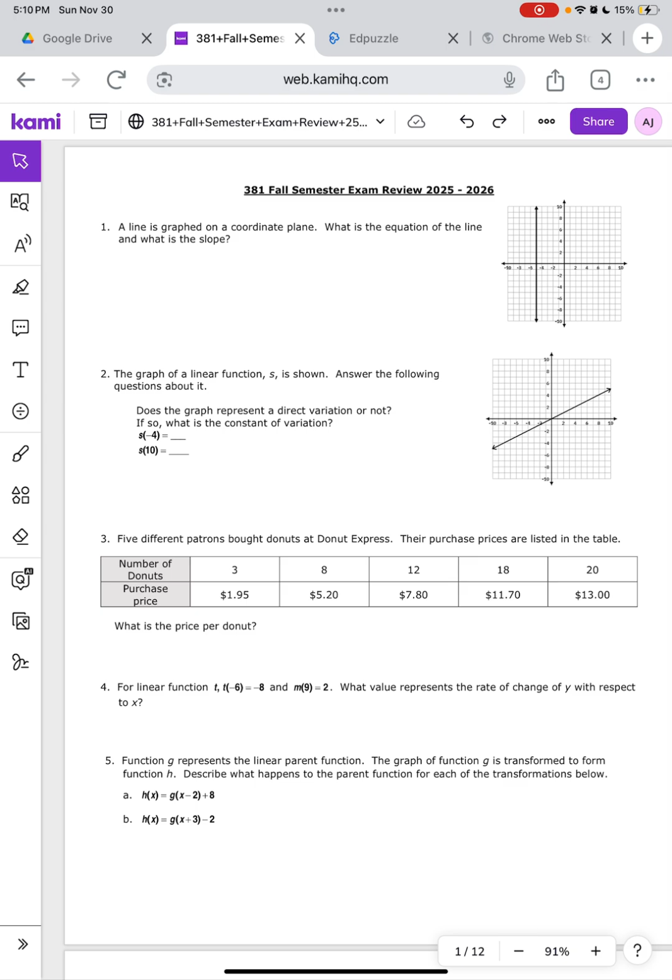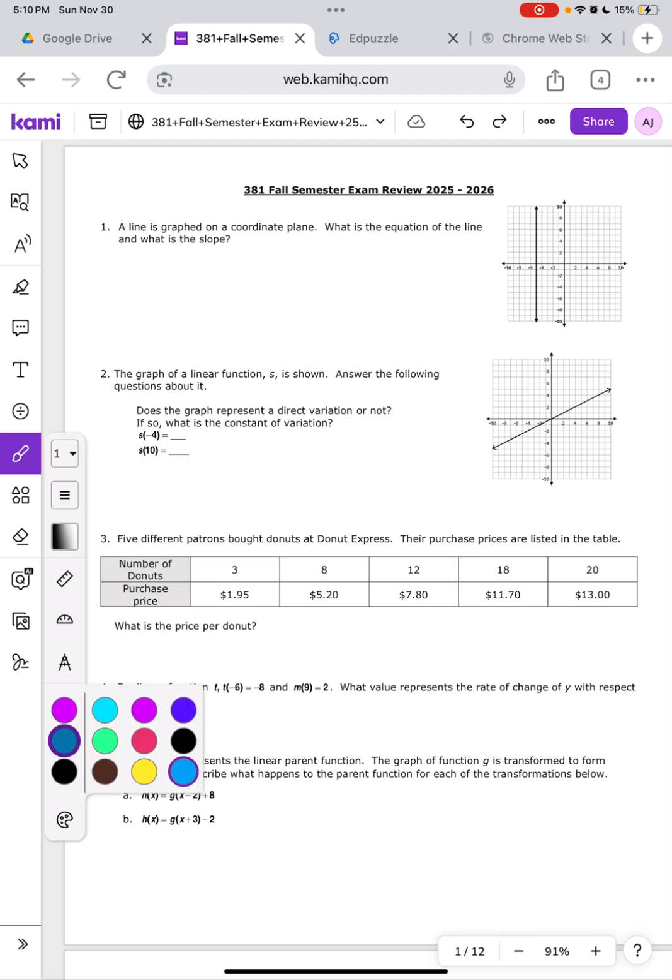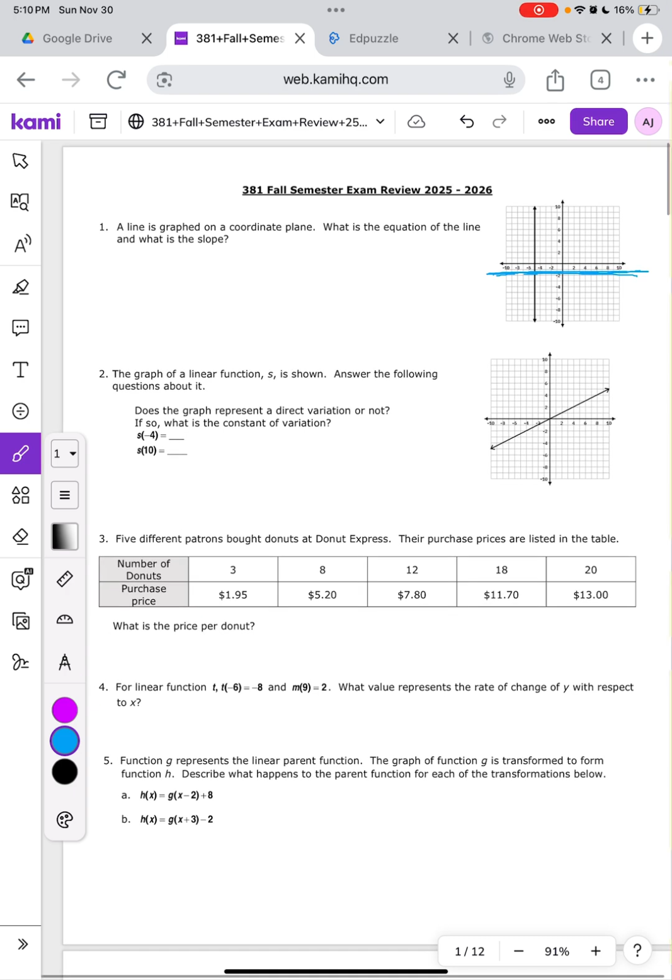So number 1 seems simple. However, we confuse the vertical and the horizontal line a lot. So the line they gave us, that's our vertical line. And then let's say we have a horizontal line. We're going to find the equation to both lines and determine what that slope is.